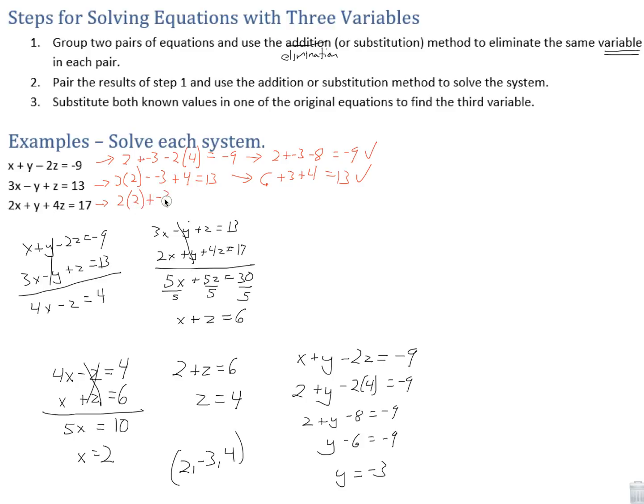And then checking the last one, 2 times x, which is 2, plus y, which is negative 3, plus 4 times z, and z is 4. Does that equal 17? Coming across, we get 4 plus negative 3 plus 16. Does that equal 17? 4 plus negative 3 is 1, plus 16 is 17. So that is the correct answer. So we see that this ordered triple made all three of these equations true. And so there is our answer for that one.